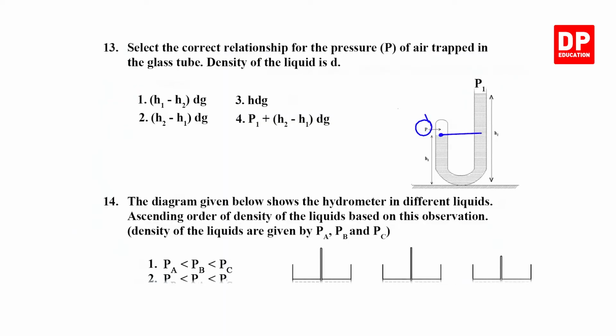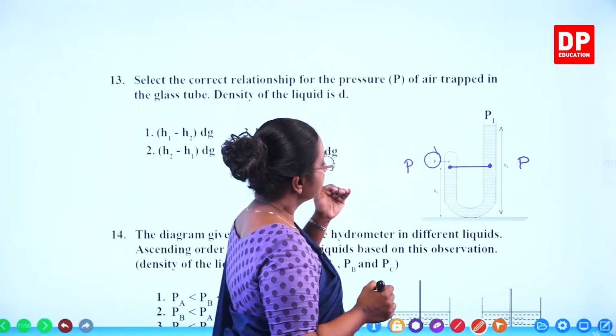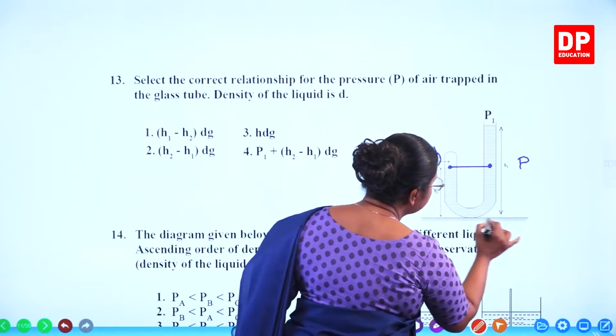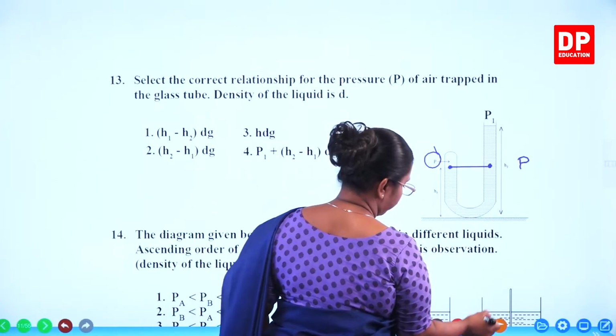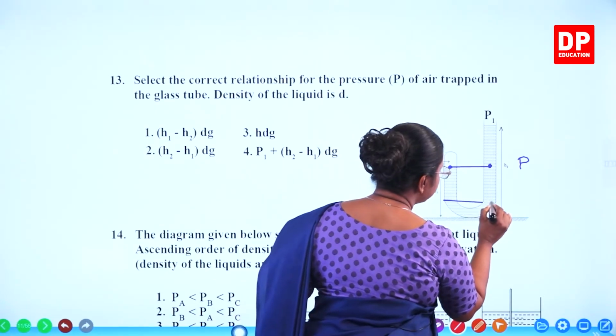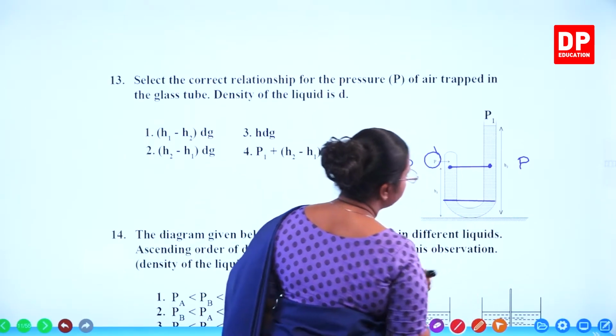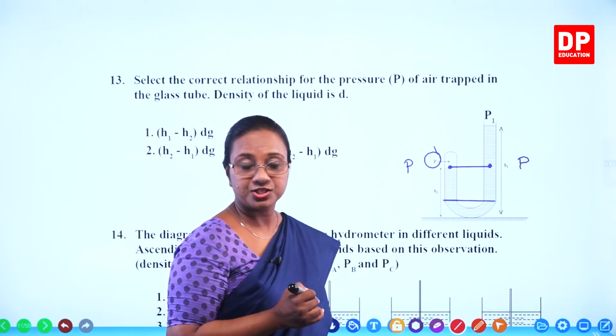So, if we draw a line there, at this point also the same pressure, here also P, at this point also P. That is the pressure exerted by the air trapped inside. Okay. So, then if you take this whole diagram, at these 2 points, here also, it's going to be the same pressure. Here also, it's going to be the same pressure.